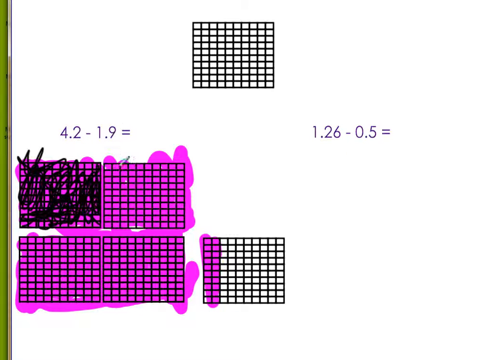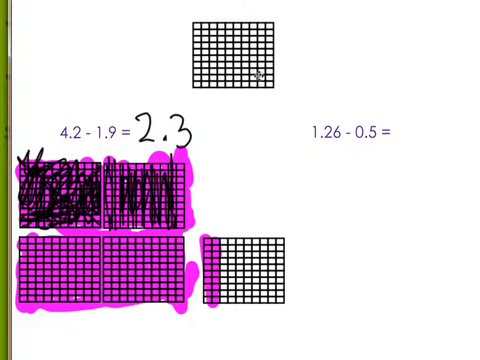Now we're going to take away 9/10. So I'm going to cross off 9 columns, which I'll just use my black to do. 9 columns are gone now. So what I have left over is 2 whole ones, and this 1/10 is left, and these 2/10. So that makes 3/10 altogether. So 4 and 2/10 take away 1 and 9/10 is 2 and 3/10.